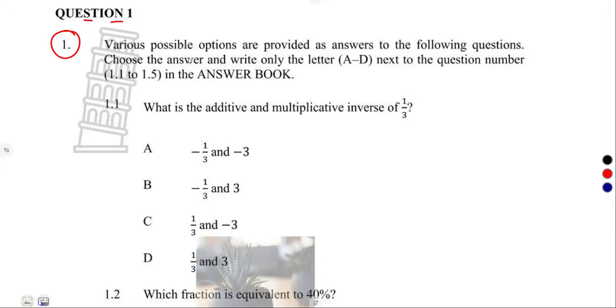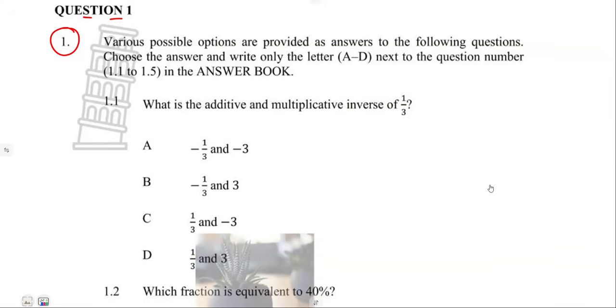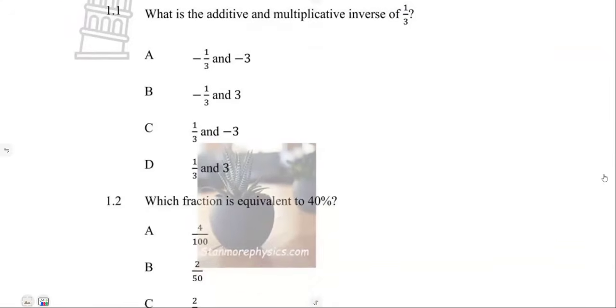On question 1, various options are provided as answers to the following questions. Choose the answer and write only the letter A to D next to the question number. On 1.1, what is the additive and multiplicative inverse of 1 over 3?